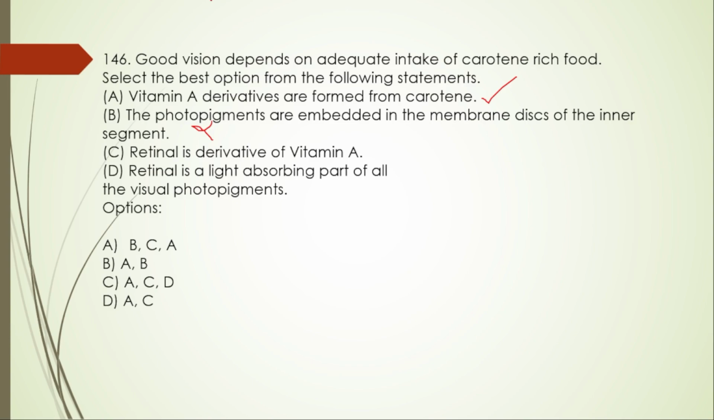Retina is derivative of vitamin A. Yes, this one is right. And retinal is a light absorbing part of all the visual pigments. This one is also right. So, following statement, best option here, it is A, C and then D is right. A, C and D is right. So the right option is C.